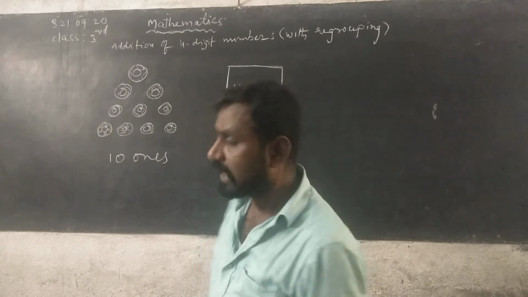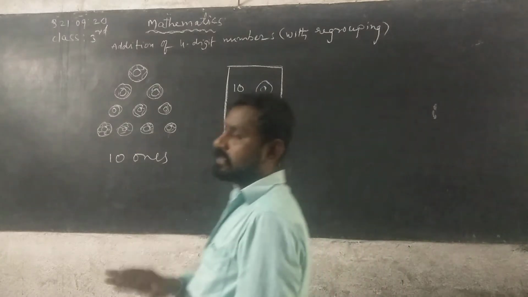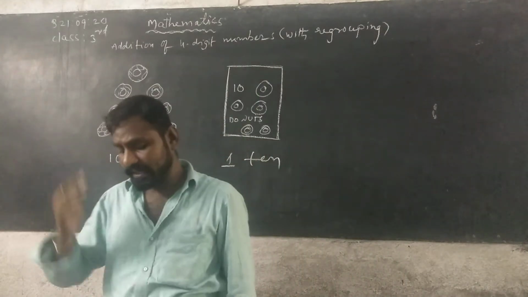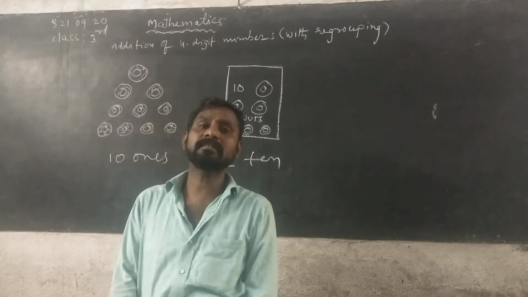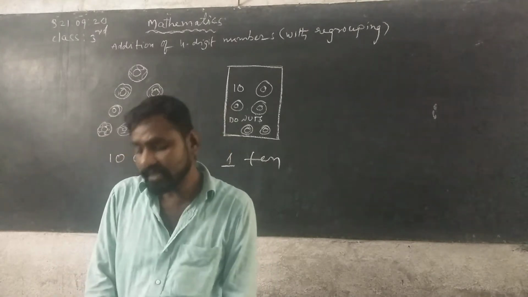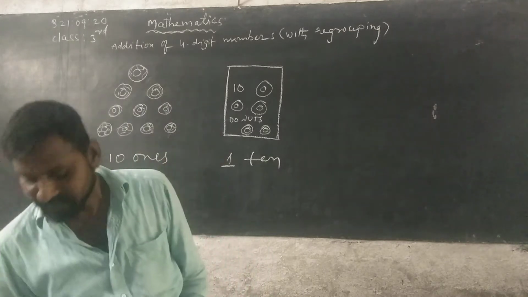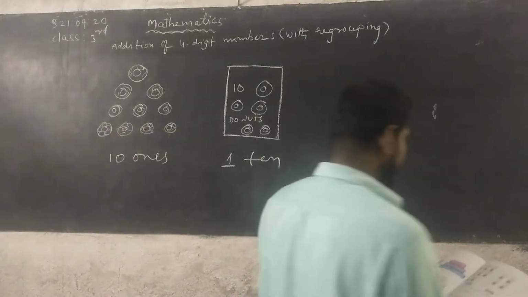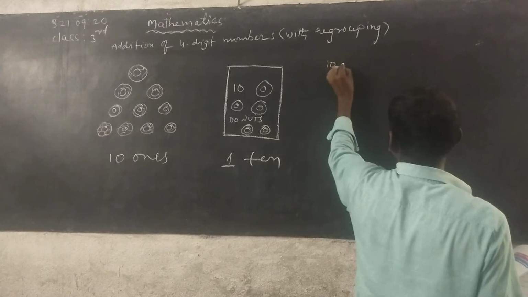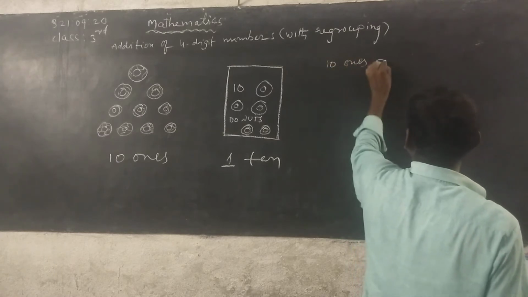So here 10 ones means 10. 10 tens means 100. 10 hundreds means 1000. Everybody remember it. See here, 10 ones make a 10.